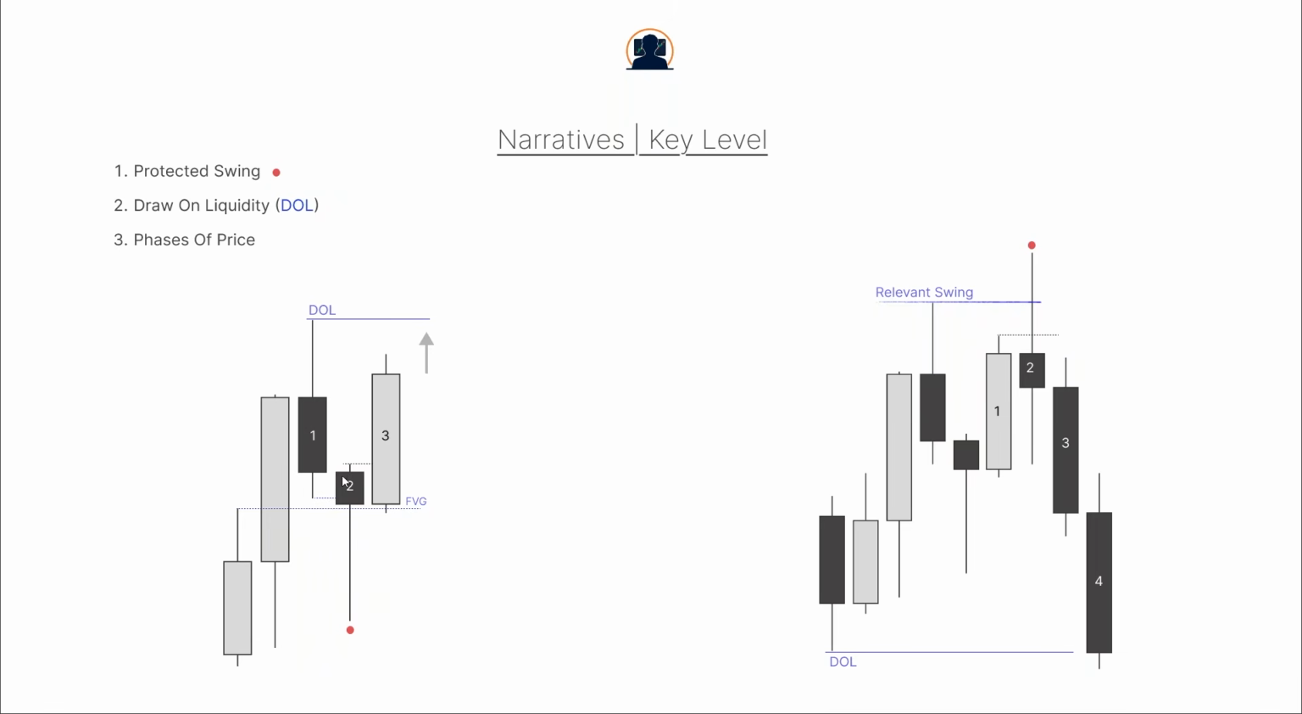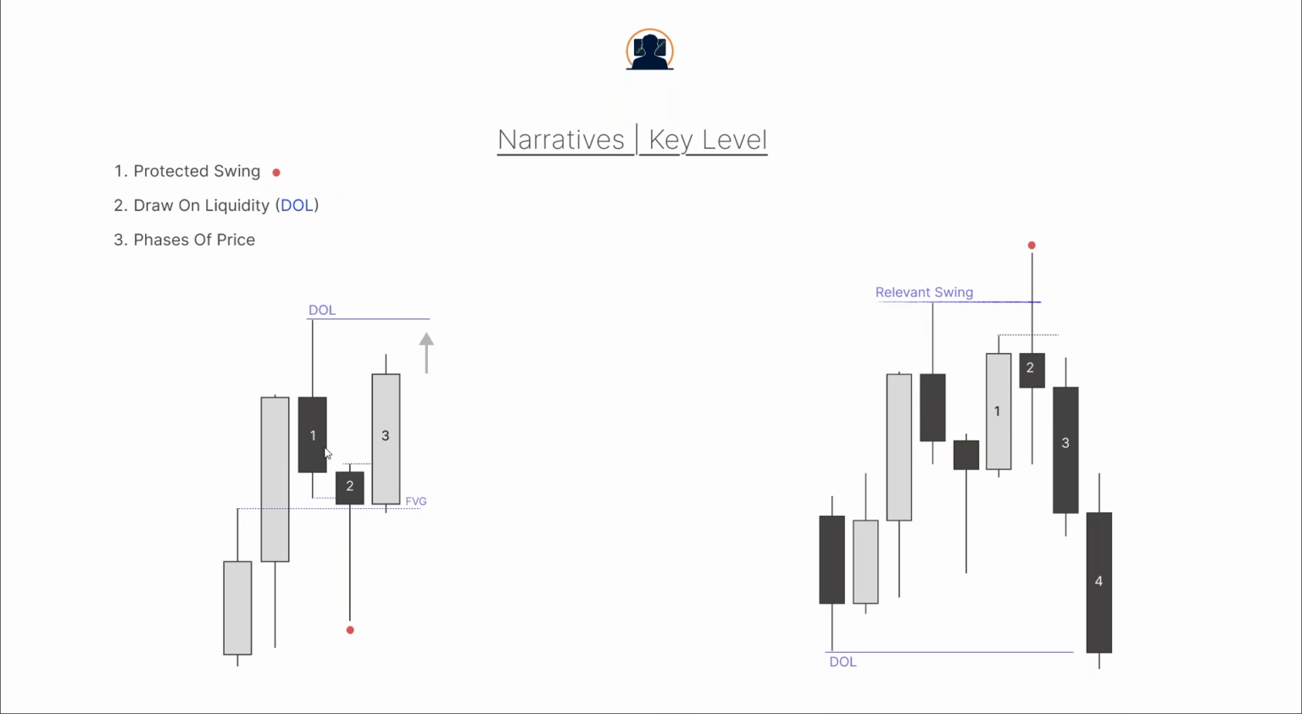For instance, if price trades into a fair value gap and forms a swing point in that fair value gap, as we can see here, this swing point becomes a protected swing point. We do not want to see price trade back into this low until it has reached a relevant key level, until it has mitigated a relevant key level.